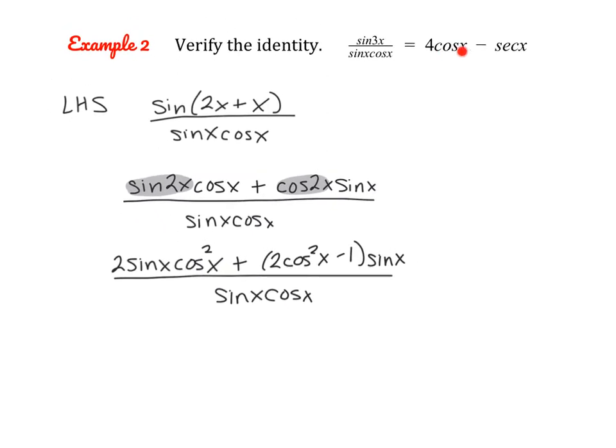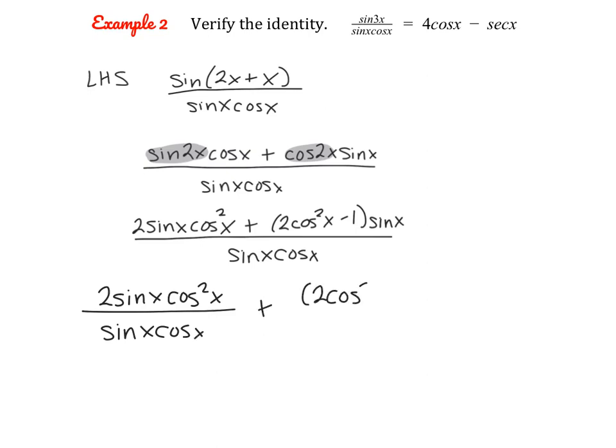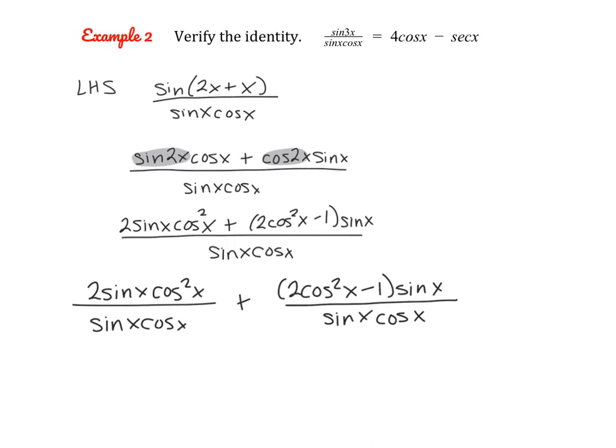So looking at the right-hand side, I do see that eventually I'm going to need to have 2 separate terms. So now could be a good time to split up this fraction into 2 separate fractions. So we have 2 times the sine of x times cosine squared of x over the sine of x times cosine of x plus 2 times the cosine squared of x minus 1 times the sine of x over sine of x, cosine of x. And again, we're always going to keep in mind what we're trying to turn this side into. So now we can simplify within our individual fractions.